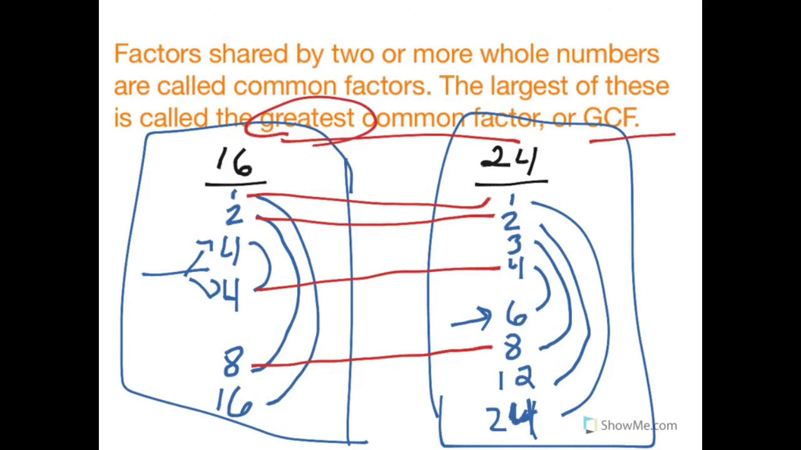Well, it says it right in the title there. What is the greatest of those? The greatest factor that they have in common is 8. So the greatest common factor, or the GCF, of 16 and 24 is 8.